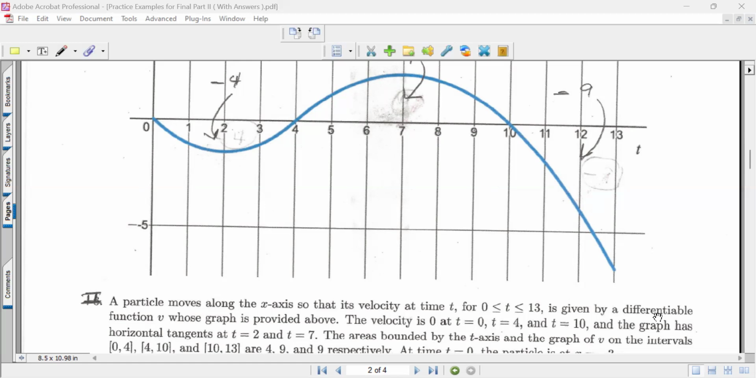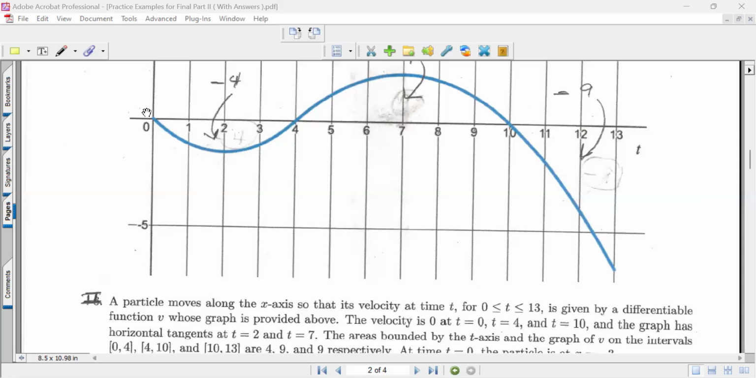Now we're told that it's differentiable. That means there are no sharp points and that it's continuous, no breaks in the graph, okay? And that's important to know. So this is the velocity curve, okay? And we can see that the velocity at t equals 0 is 0. At t equals 4, it's 0. At t equals 10, it's also 0, because the velocity crosses the axis here.